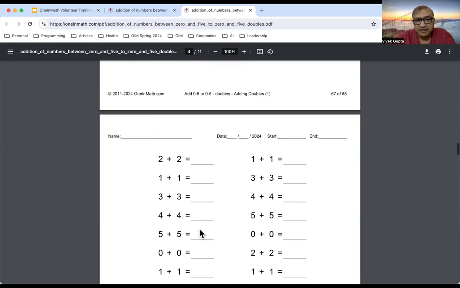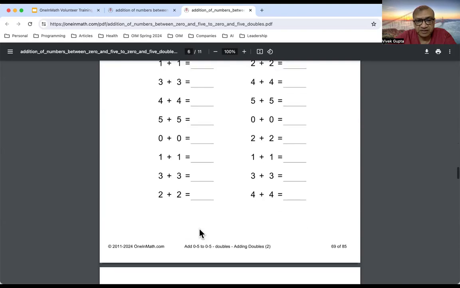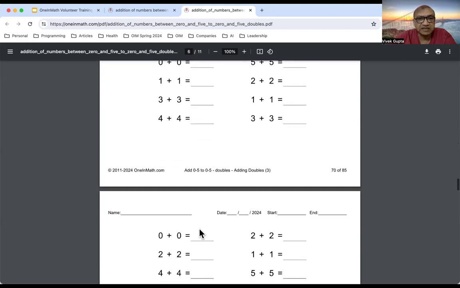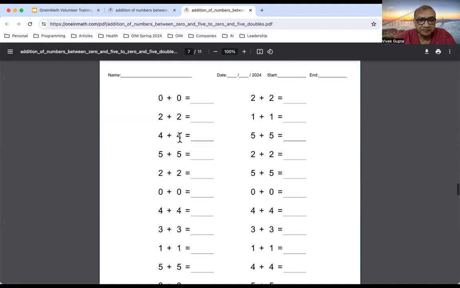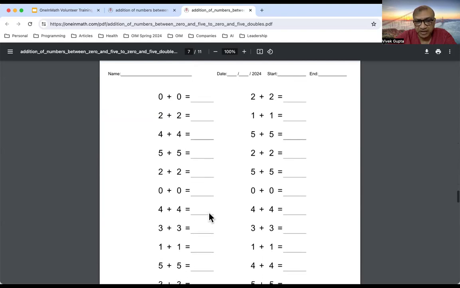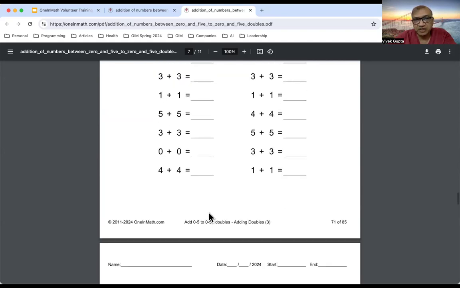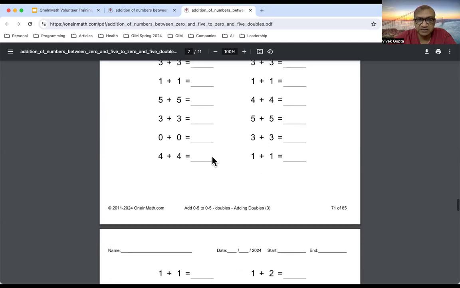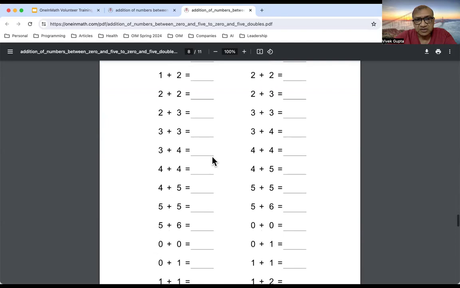And then, after a couple of pages, you will see that they become random. So you see here like 0 plus 0, 2 plus 2, 4 plus 4, 5 plus 5, 2 plus 2, 0 plus 0, 4 plus 4, 3 plus 3. So these all now become more random. So now this is mostly working on how you recall all the patterns and the sequences that you learned. So that's usually the structure of the packets.